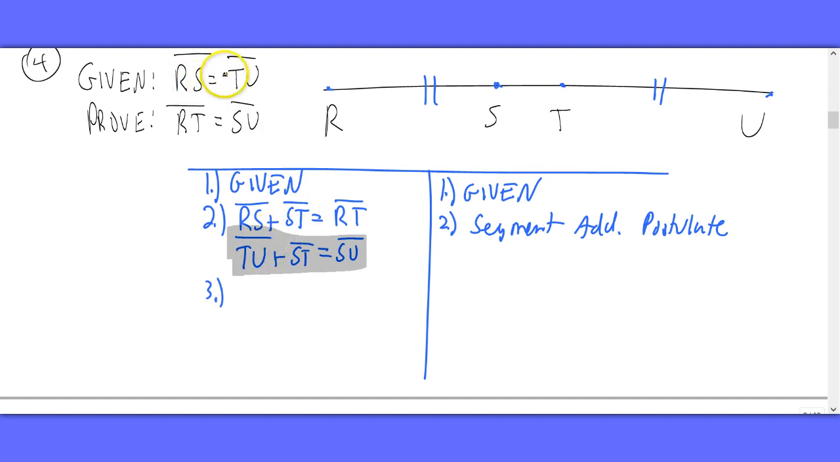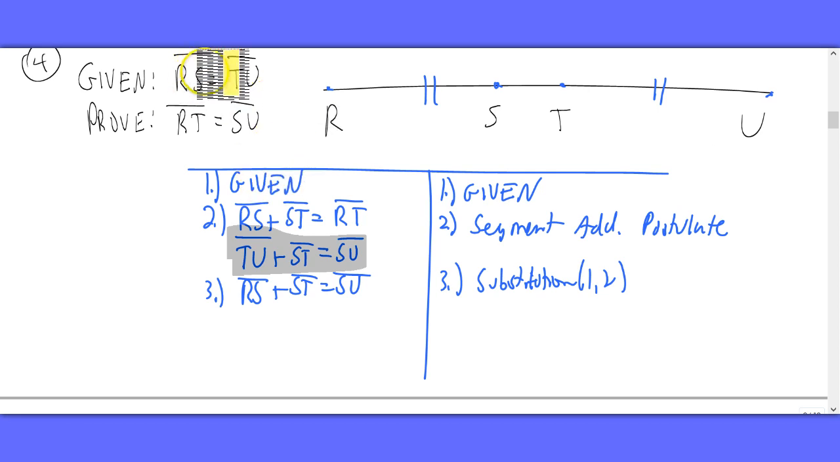Since RS equals TU, I'm going to put RS in for that. So RS plus ST equals SU. That's a substitution of steps 1 and 2. And where that substitution came from is the fact that RS equals TU. I took this TU out and I put RS in for it.